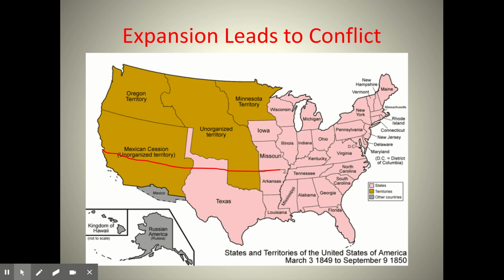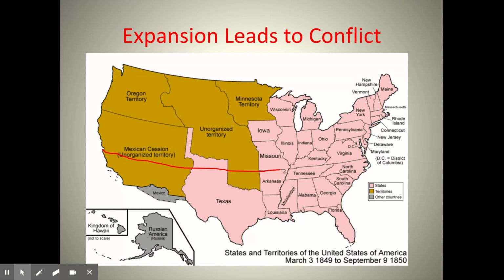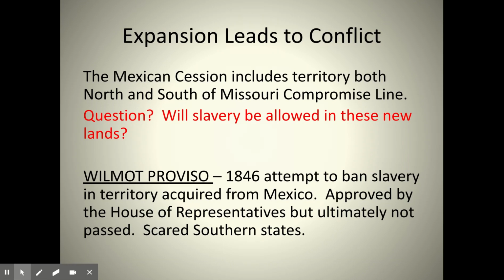As you can see here, I have the Missouri Compromise line. I just have that here to show you where it was. But as we expand more, this leads to even more conflict because as more states are going to enter the Union, as we get more territory, the big question is: is it going to be a free or slave state? This Mexican cession, this land that was gained, had territory both above and below the Missouri Compromise line, which is in red. So, will there be slavery allowed?